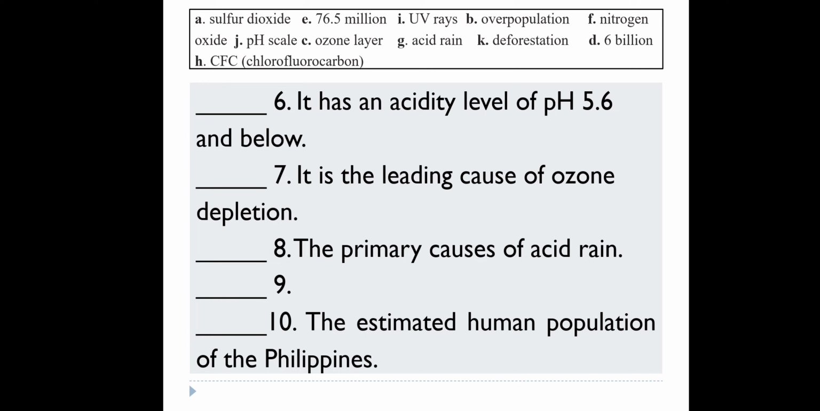For numbers 8 and 9, what are the primary causes of acid rain? And number 10, what is the estimated human population of the Philippines in year 2020? So you may write down your answer for number 10. Just don't mind the options inside the box. Now, you finish? Let's check your paper.